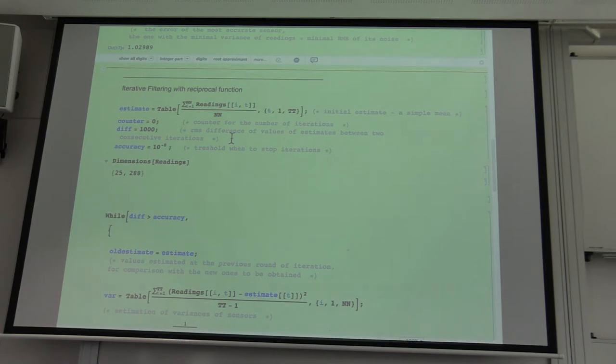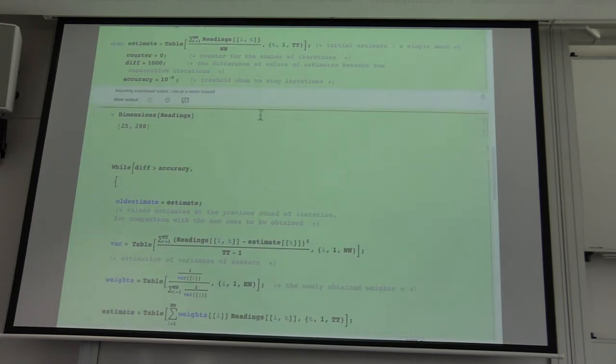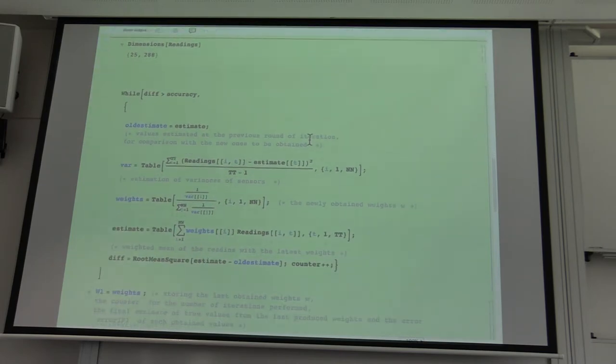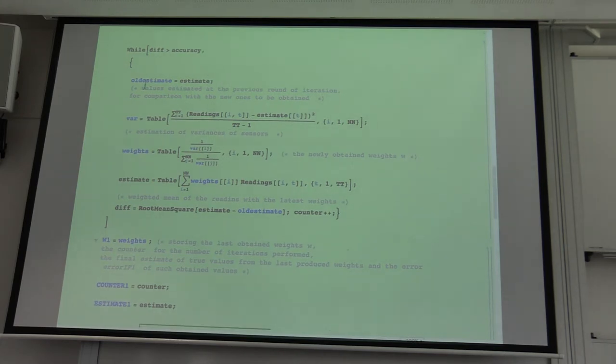Okay, so here is now the iterative filtering algorithm. We start with the initial estimation, which is just the mean of all the readings, right? And we want to see how many rounds of iteration it will take until they stabilize to the accuracy of 10 to the minus 8, right? So this is the initial estimation, and so now what do we do recursively? For as long as the difference between the past two consecutive estimates is larger than the prescribed accuracy, you iterate. So you store the previous estimation in this old estimate, right?